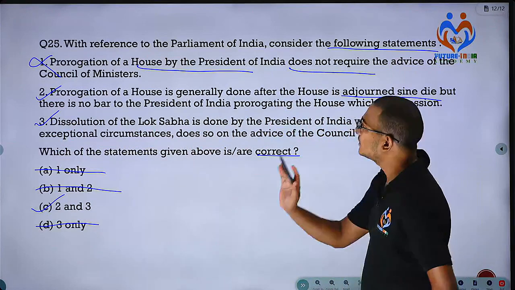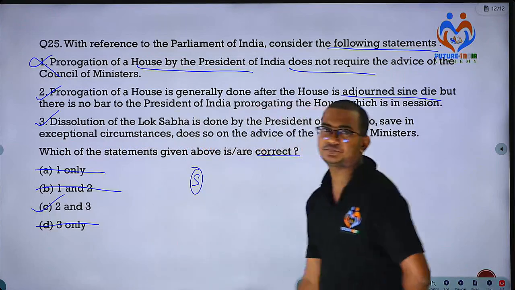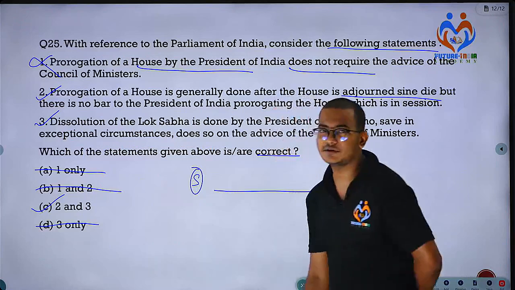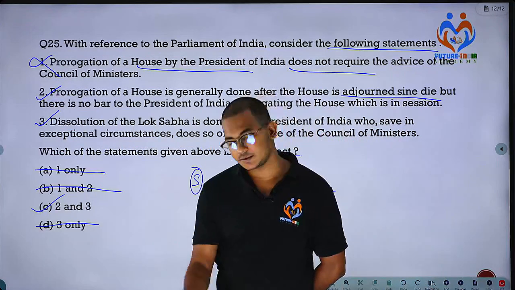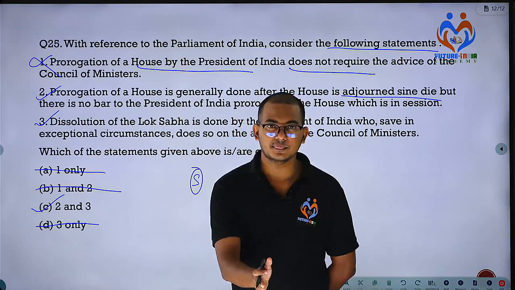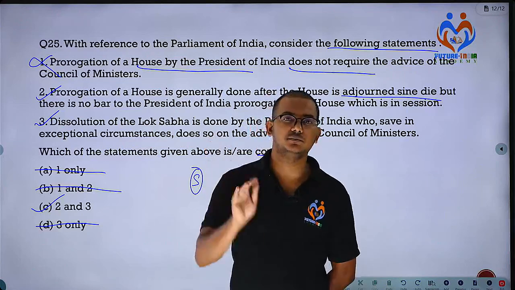Now let me explain something. First, the President will summon the session. When the session is summoned, this is the session. In between they need some break, guys. By morning 11 they'll come, and by evening 6 or 7 they'll go. Whenever they are leaving, the Speaker will adjourn the session saying tomorrow we'll meet.